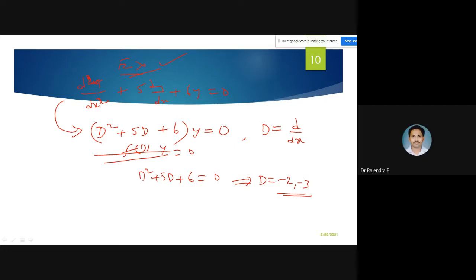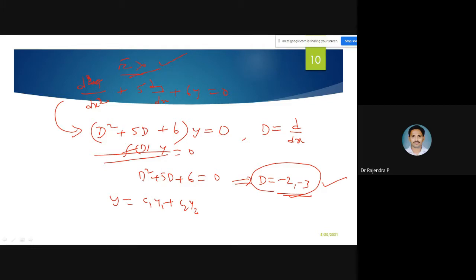Based on this, we are going to write the solution for the differential equation. Here two roots are there, and these two roots are real and distinct. When these two roots are real and distinct, we call the result the complementary solution for the differential equation. In general, for second order, the solution will be C1 Y1 plus C2 Y2, where Y1 and Y2 are the two solutions. We have to take their linear combination.